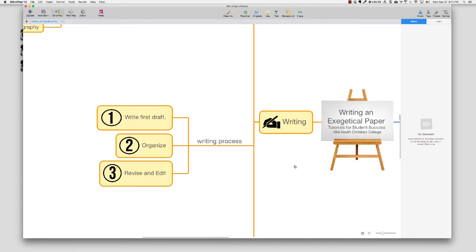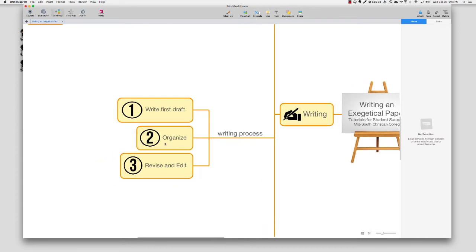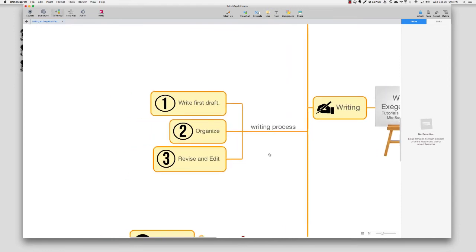Okay? And then the second step is to organize it. That's where, yes, you do want to begin looking at grammar and spelling. Use a spell checker. There's no excuse for misspelled words these days with all the spell checkers that we have. Organize it into your categories. I've already given you the three headings of your paper: observation, interpretation, and application. Then you're going to go back and revise and edit. Always go back and revise and edit.